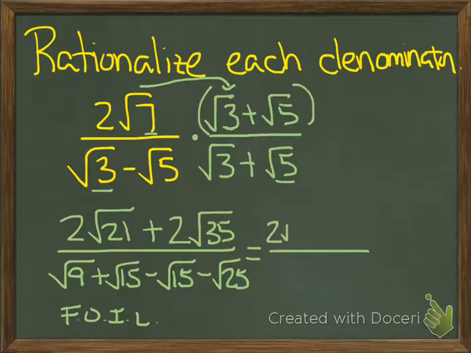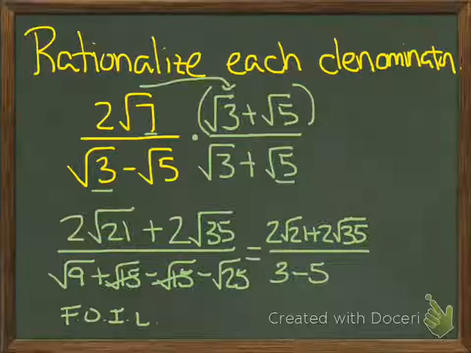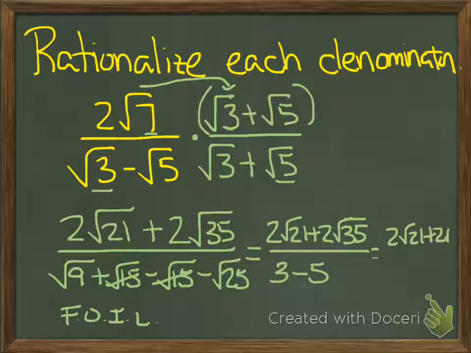So again, the numerator is going to stay exactly as it is because we can't combine them, because the radicands aren't the same. Square root of 15 minus the square root of 15 crosses out. Square root of 9 is 3, and the square root of 25 is 5. So it's 2 square root of 21 plus 2 square root of 35 all over negative 2.